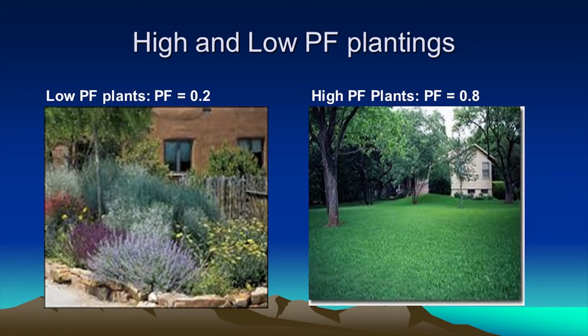The best way to save water is to convert. Use CVWD's program where we give you $2 a square foot to tear out or reduce your lawn and put in more low water using plants. And so your water use will go down.